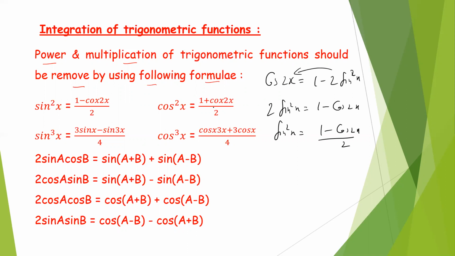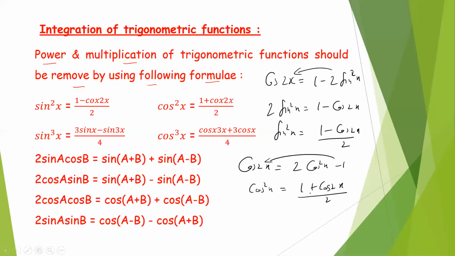Similarly, cos²x equal to (1 plus cos 2x) by 2. We have got this formula from cos 2x equal to 2 cos²x minus 1. Take 1 this side. So cos²x will be (1 plus cos 2x) divided by 2. Similarly, you can get the formula for sin³x from the formula of sin 3x, and the formula for cos³x from cos 3x. Clear?